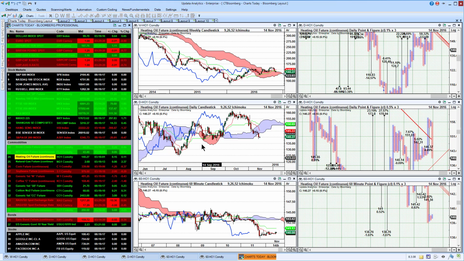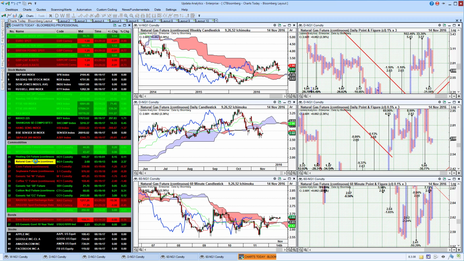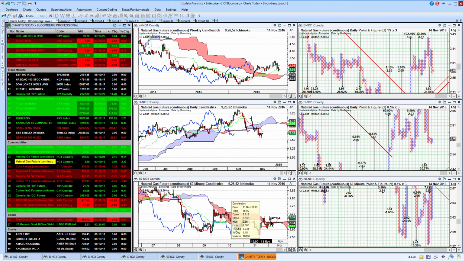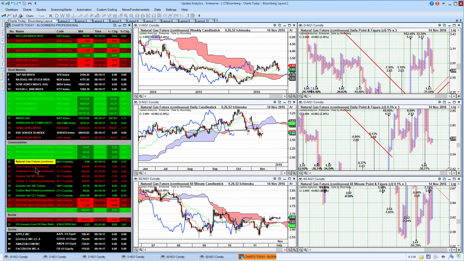Not quite through on the daily cloud yet, but we're through. And nat gas, US nat gas, we're seeing again a similar thing. We're below on the daily and the 60-minute chart just wandering through, but we're not quite through yet, so quite mixed. Taking a look at most commodities, all pretty mixed.